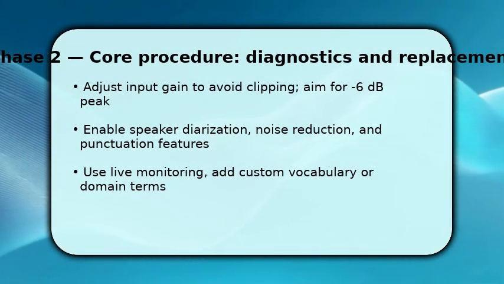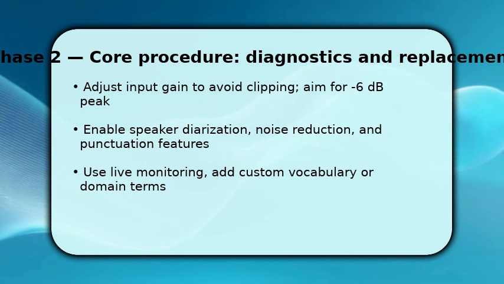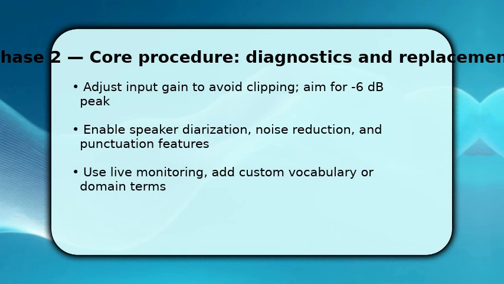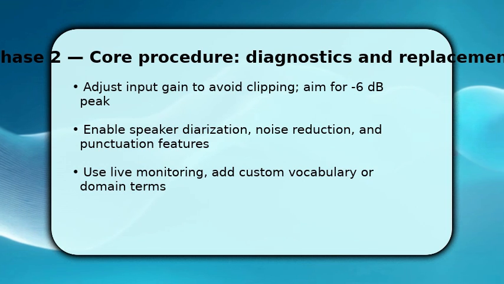Now you optimize the live transcription settings to improve accuracy. You should adjust input gain so peaks stay around -6 dB. This prevents clipping and preserves clarity. Once set, enable speaker diarization so the tool separates voices, and turn on noise reduction plus automatic punctuation.